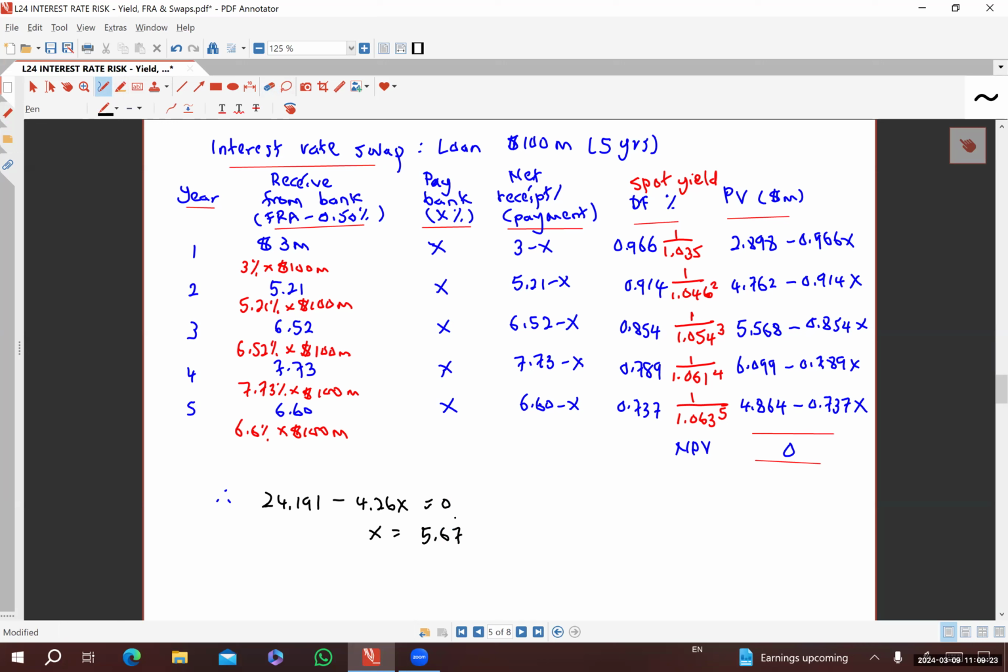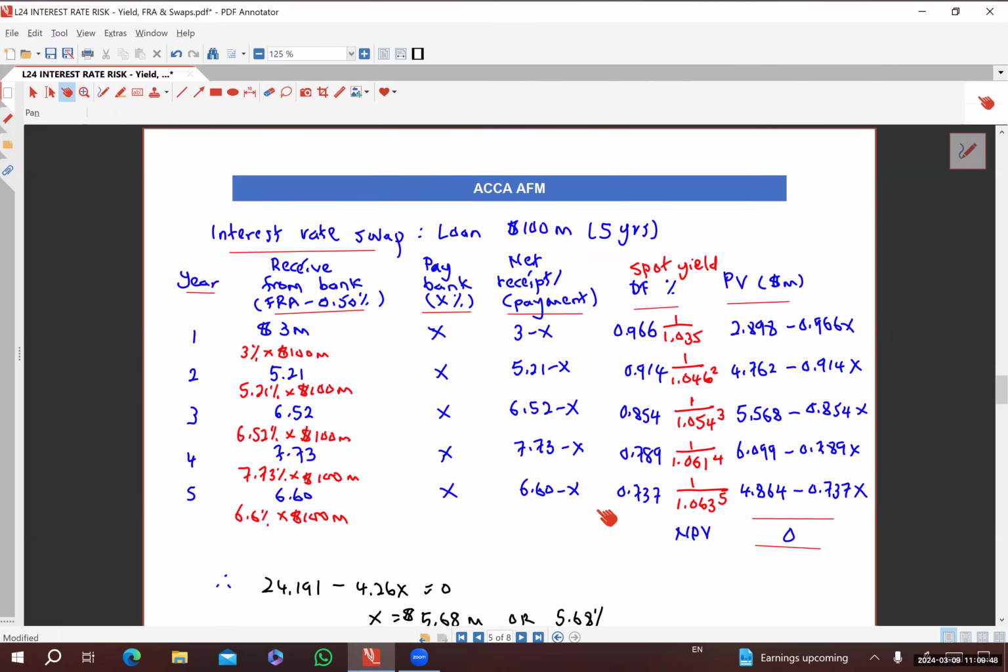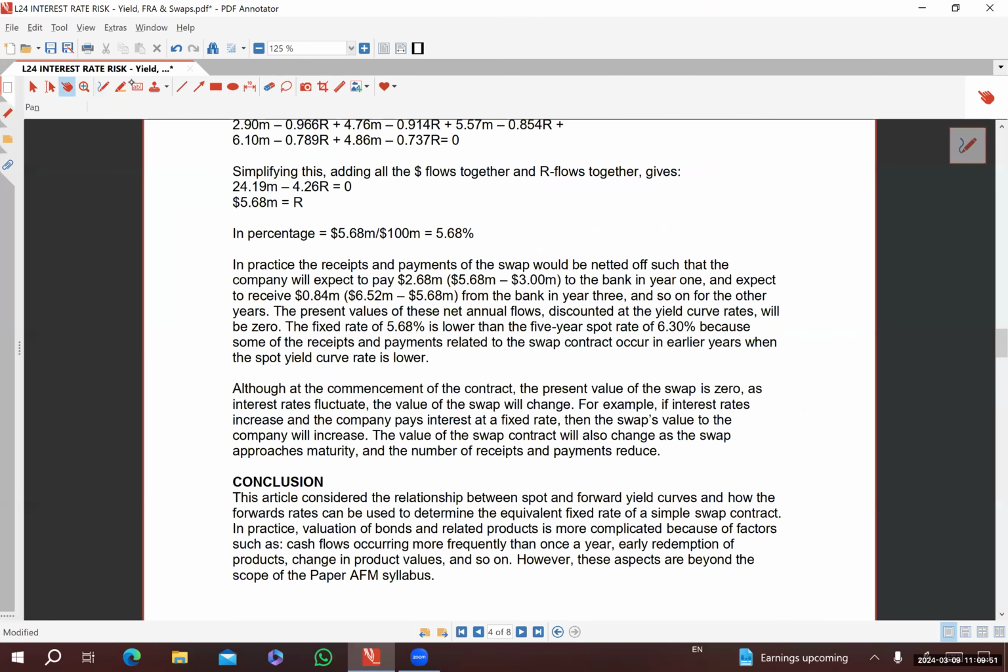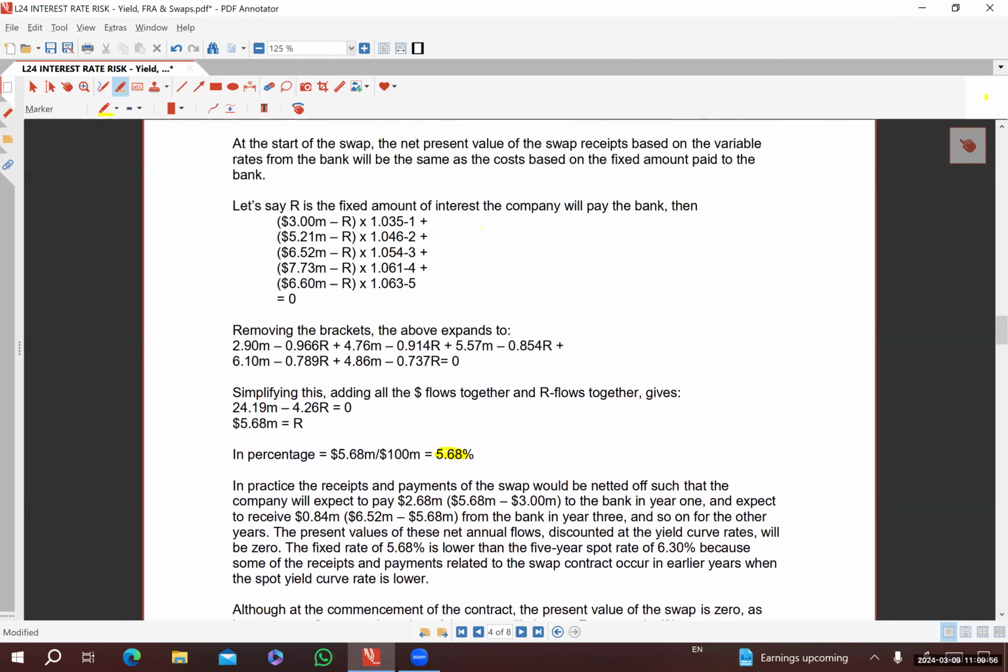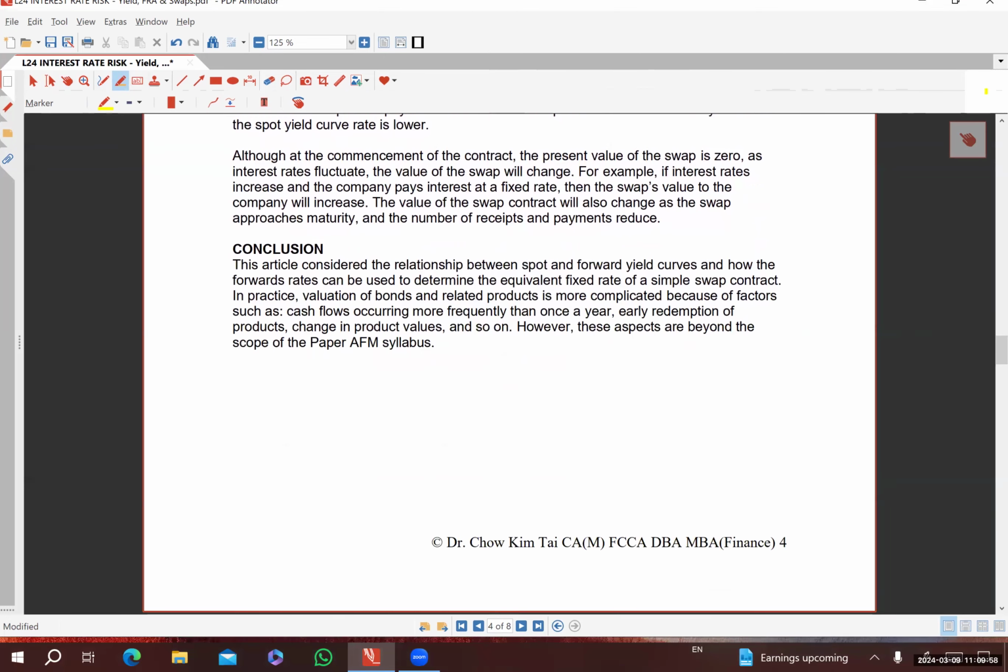5.68 million divide the loan 100 million is 5.68%, right? So it's 5.68%. Okay. That's how they get this. Right? But like this a bit difficult to follow. So this will be easier.